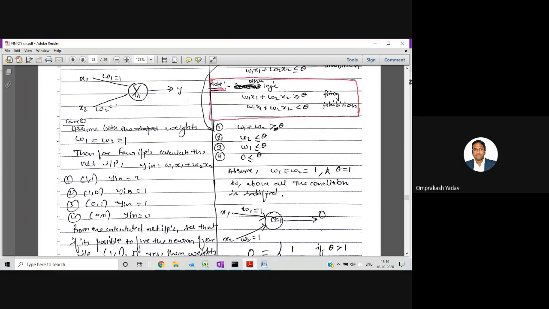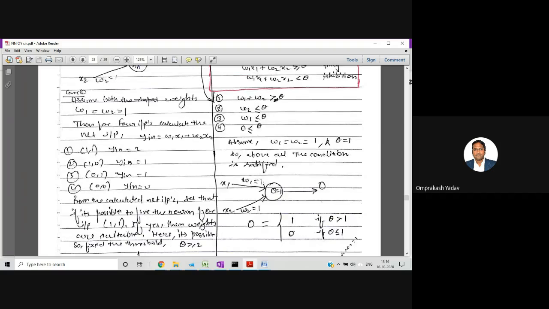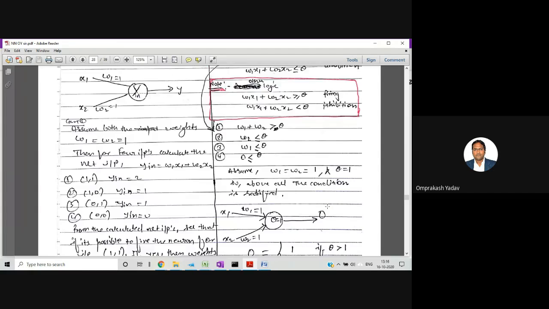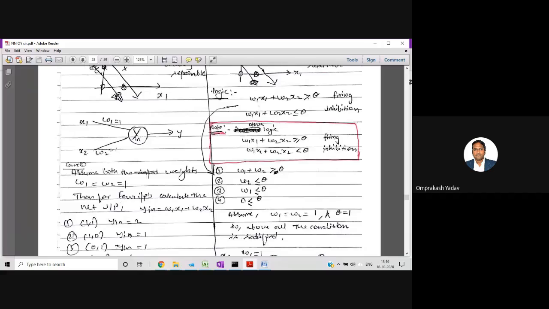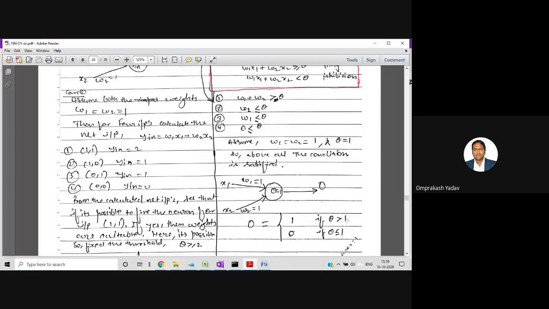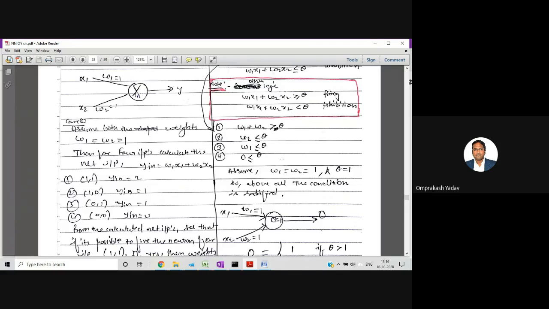So the chosen weights and theta are proper, and we can draw the circuit because it satisfies all four conditions. We draw the circuit with W1 equal to 1, W2 equal to 1, theta equal to 1. At the end, we write the equation: whatever the firing equation we have, greater than theta, the output is 1, and less than or equal to theta, the output will be 0.